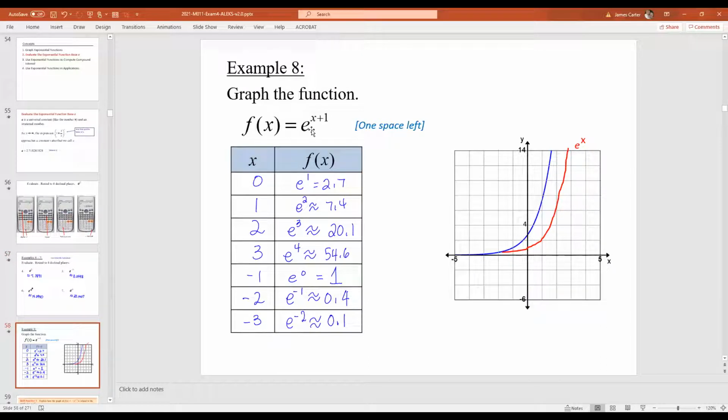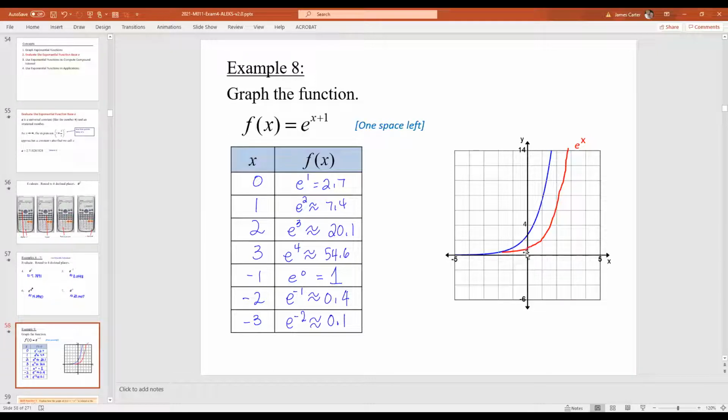We're going to graph e to the x plus 1. In other words, we're going to move the e to the x graph one place to the left. In red, we have the e to the x graph. It's very close to the e to the 3 graph. Okay?